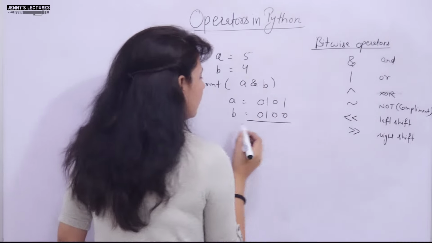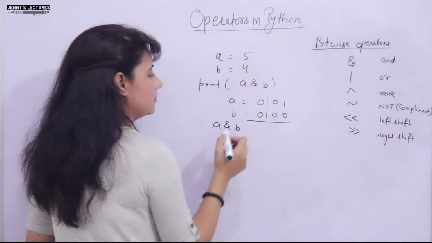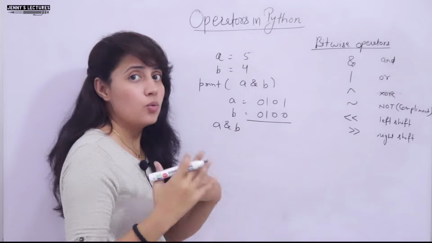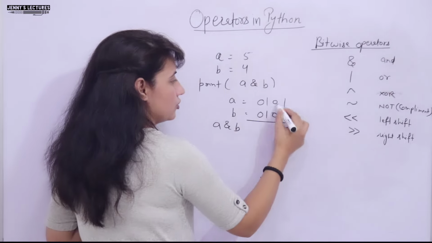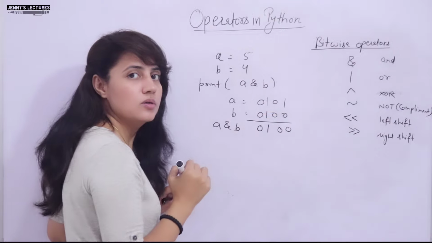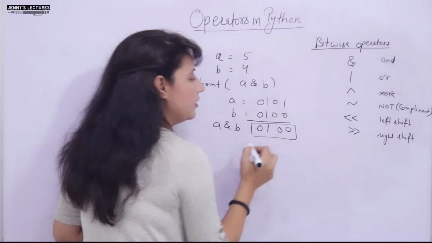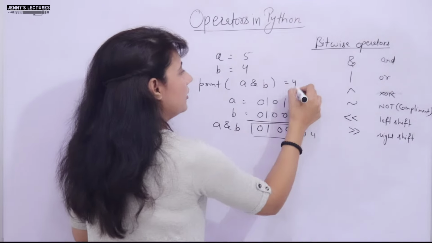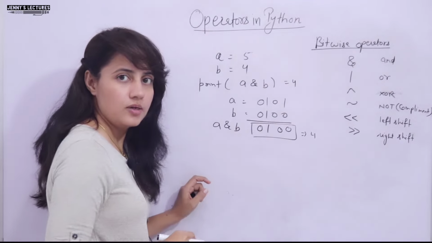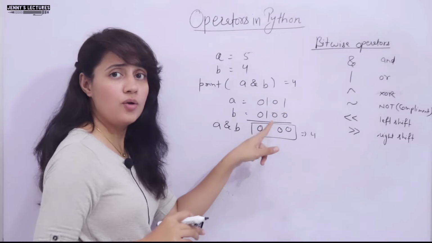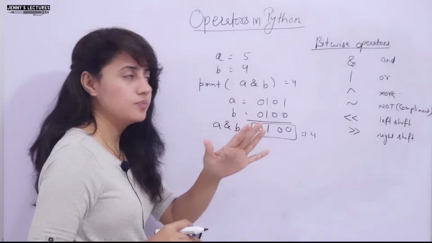So now do bitwise AND. Bitwise AND means, if both are 1, then only it will give 1, otherwise 0. So 0101 and 0100: 1 and 0 gives 0, 0 and 0 gives 0, both are 1 so it will give 1, 0 and 0 gives 0. So now convert this number into decimal number. This would be 4. So the answer would be 4. Okay. So bitwise AND will give 1 only if both are 1, otherwise 0.